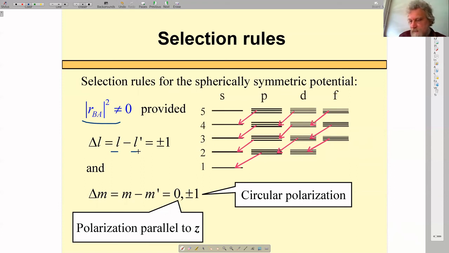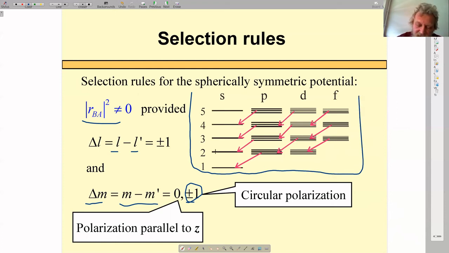we can choose again the vector of dipole moment in that axis, and then that will give a corresponding change of delta m. So if the vector is parallel to z, these transitions are activated, and they correspond to waves with two different circular polarizations.